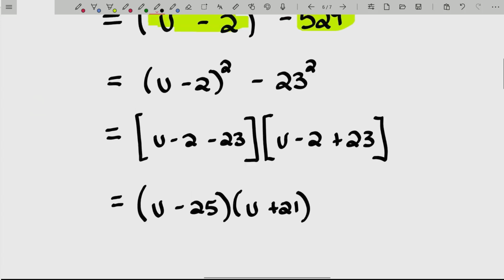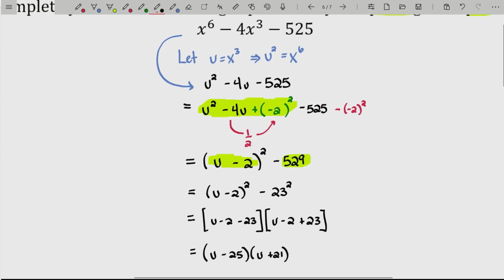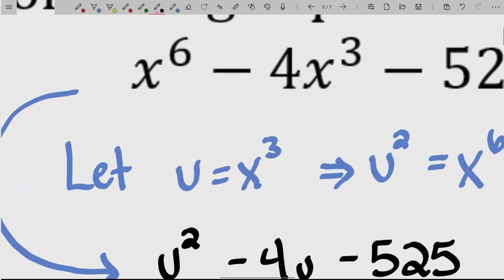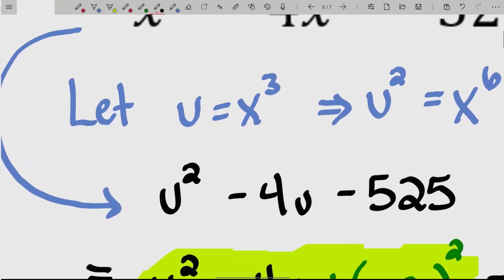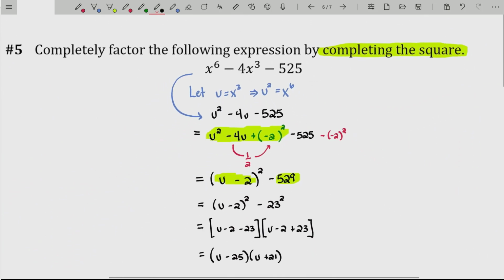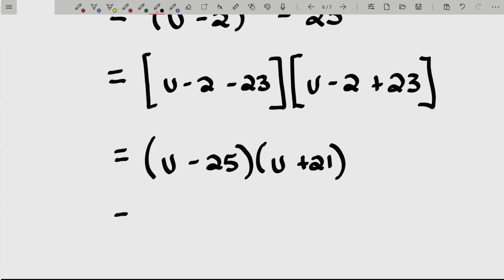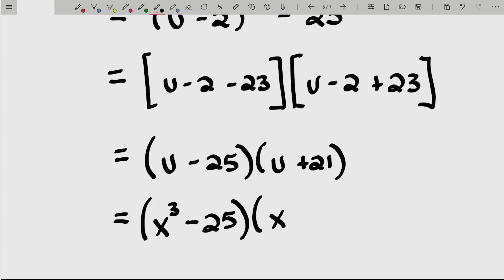And remember, we did not start in the world of u's. We actually started in the world of x's. So what is u equal to? X cubed. So I'm going to go ahead and replace these u's in the end with an x cubed. So this is going to be x cubed minus 25 and an x cubed plus 21, neither of which, by the way, is a sum or a difference of cubes, so you're pretty much done.